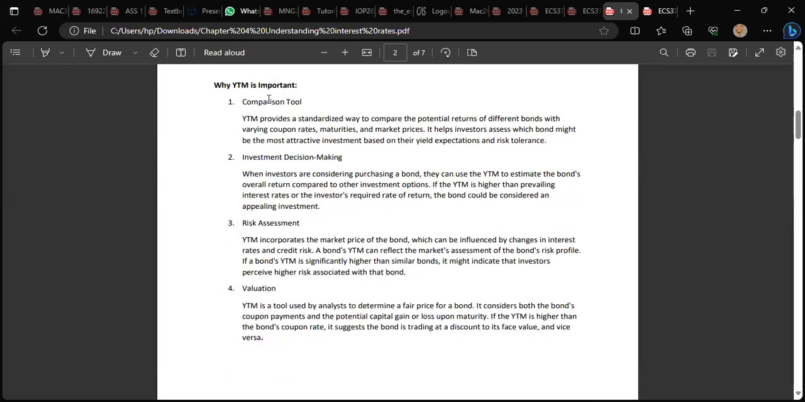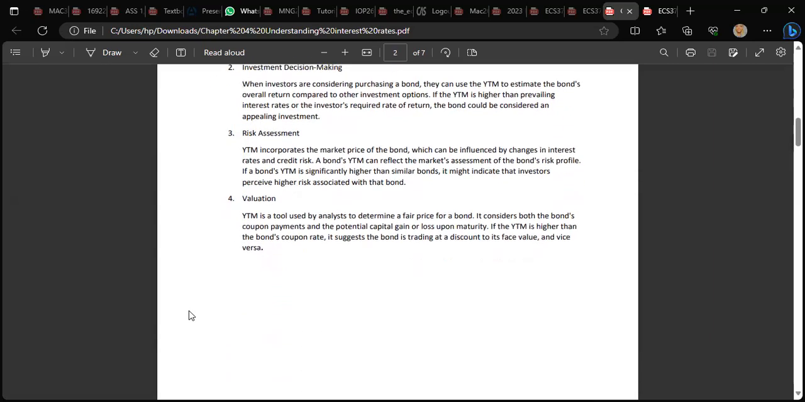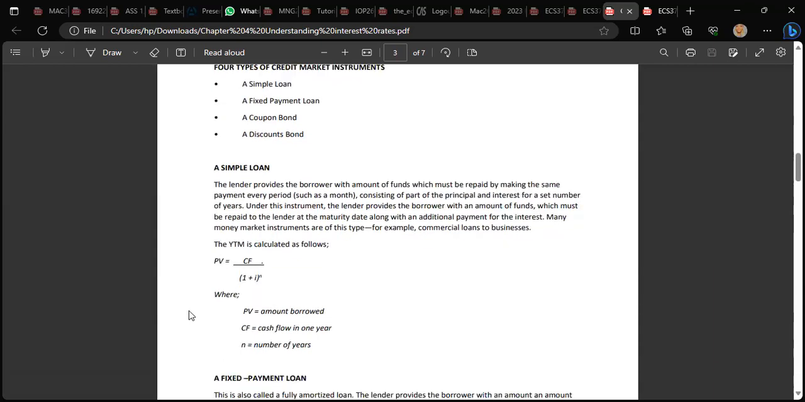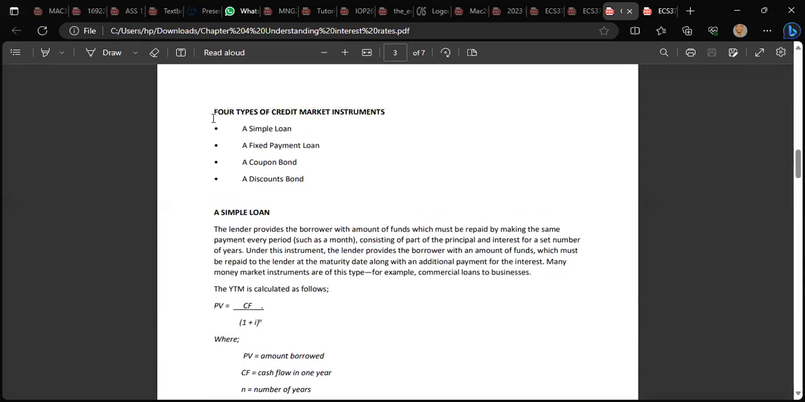All right, then why is YTM important? We use it as a comparison tool. But this one you can go through. It helps us in our investment decisions, whether to buy a bond or not, right? We are going to decide there. We use the YTM, risk assessment, and then the valuation. That's important there, right? So we use the YTM basically now to evaluate these 4 types of credit market instruments: the simple loan, the fixed payment loan, the coupon bond, and then the discounted bond.